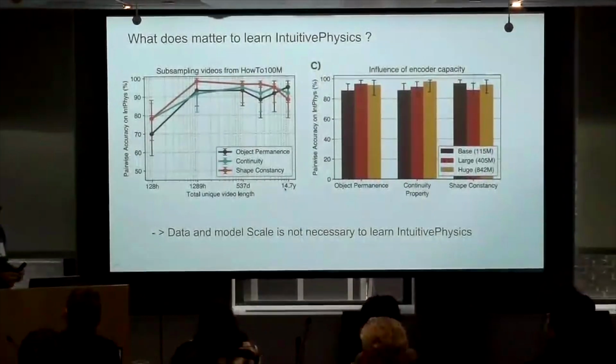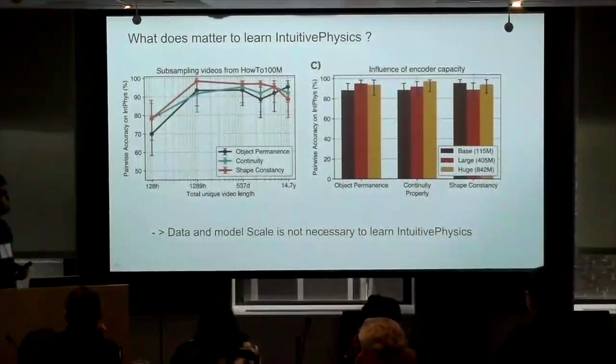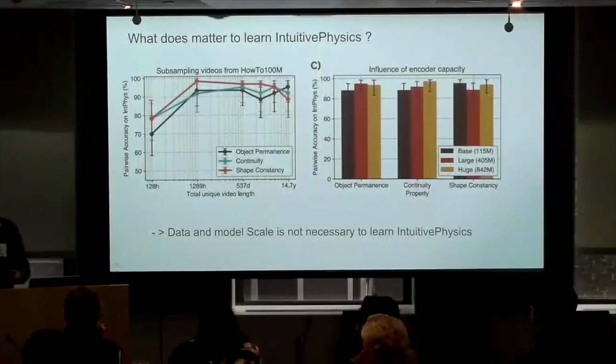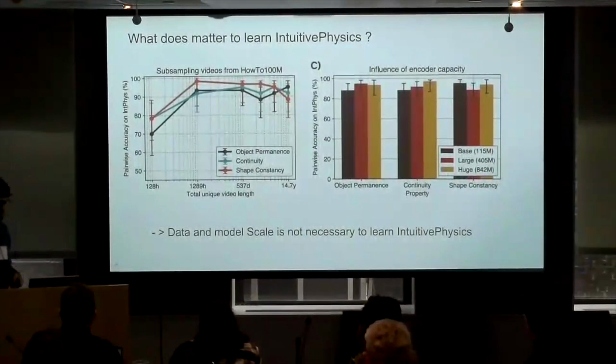For those tasks, not a big effect. If you have enough hours, even at 128 hours, you do reasonably well. Similarly, when you scale the model from a base to a huge, 800 million parameter model, you don't see a huge scaling trend. It does get a bit better, but it seems that with this kind of feature prediction task, it's quite easy for the model to grasp this concept. It's not something very complicated to learn.